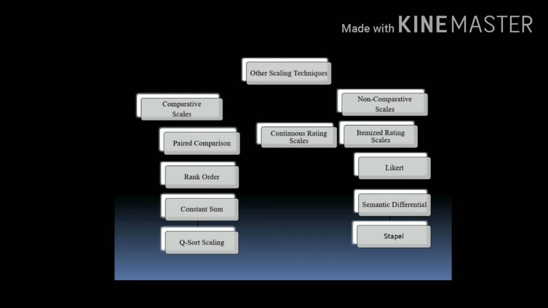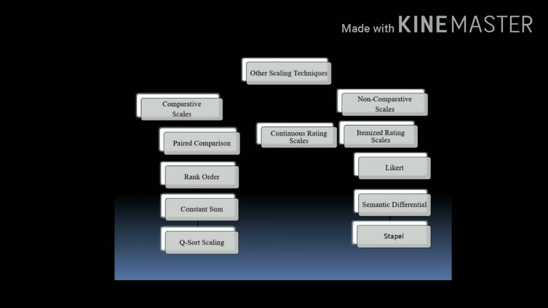Comparative scales are used by the respondents. Under comparative scales, we have four different types of comparative scaling techniques. Number one, paired comparison. A paired comparison symbolizes two variables from which the respondent needs to select one. This technique is mainly used at the time of product testing to facilitate the consumer with a comparative analysis of the two major products in the market.